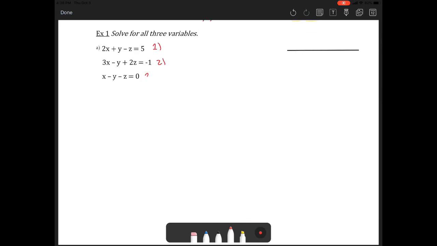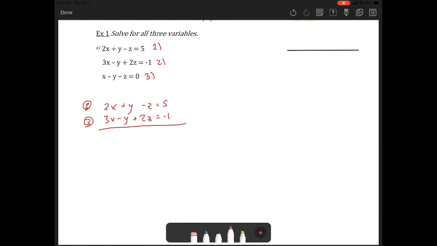I'm going to number my equations 1 through 3: 1, 2, and 3. And now I'm going to take my first 2, and we're going to do elimination and give me a new 2 by 2. So I've got 2x plus y minus z equals 5. And then I have 3x minus y plus 2z equals -1. So this is my first equation and my second equation.